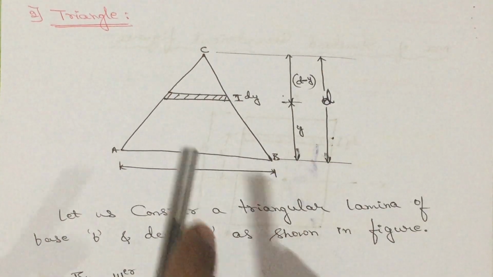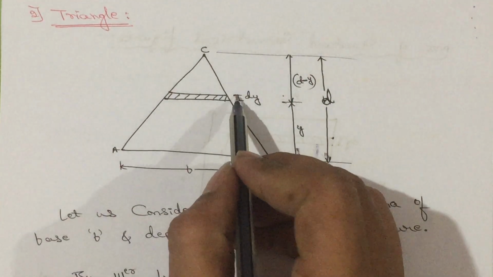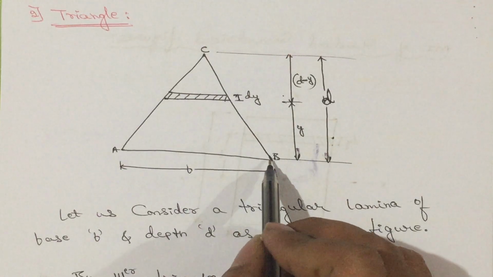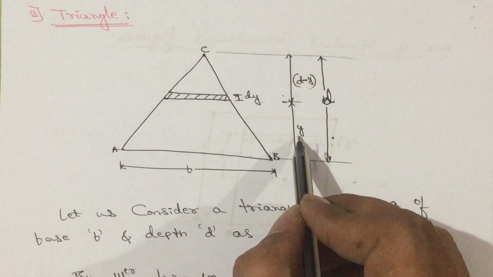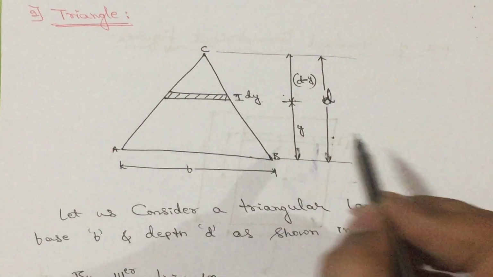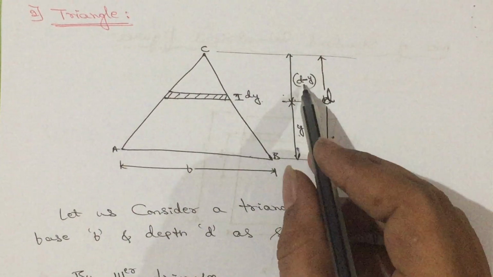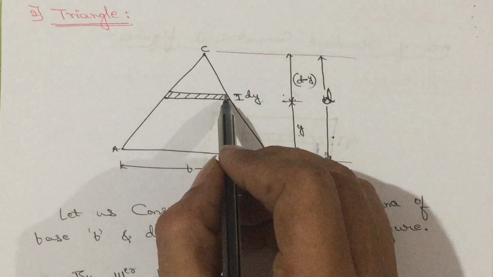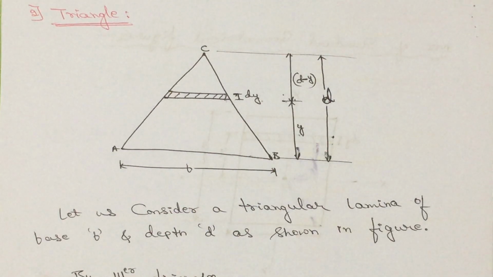Now, consider a small elemental strip. From the base up to the elemental strip, let the distance be y and the remaining distance will become d minus y, total height minus this height. Let the height of the elemental strip be dy.